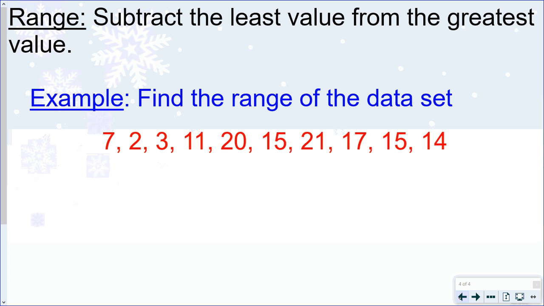All right, and now the last one is range. So the range is how spread out your data is. It's the difference between your largest value and your smallest value. So all you do is take the largest value minus the smallest value. So in this case, the largest value is 21 and the smallest value is 2. So 21 minus 2 is 19. And that's it. So that's mean, median, mode, and range.